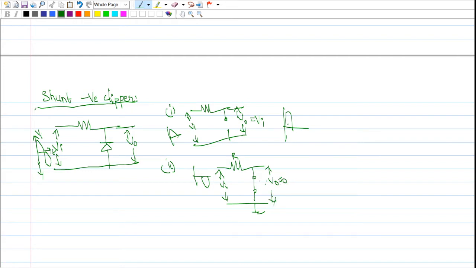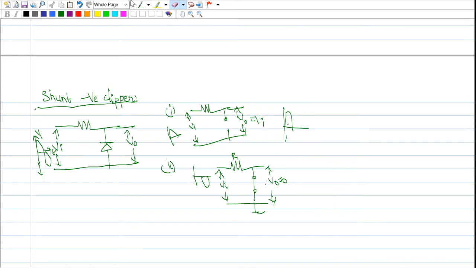Why? Because the resistivity of this diode is 0 when it is conducting. So V naught is equal to 0 here, and we can get the 0 output voltage.